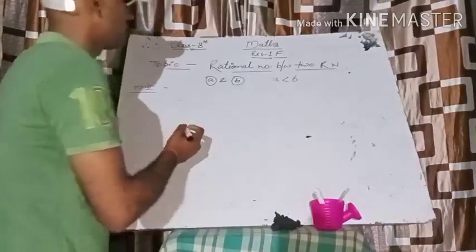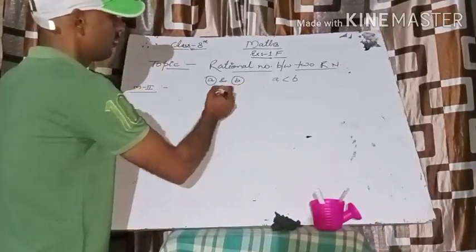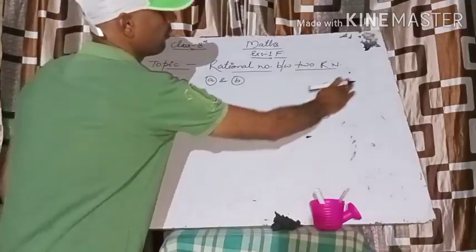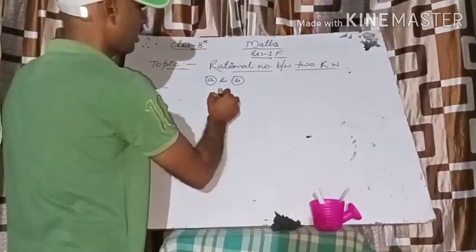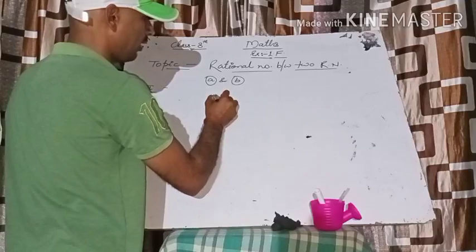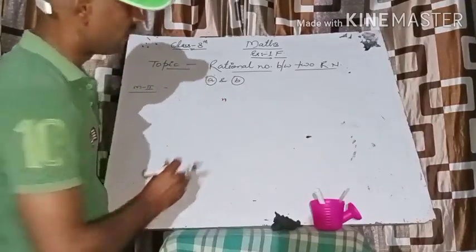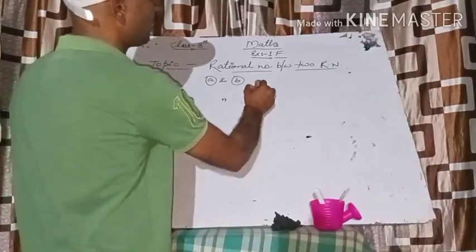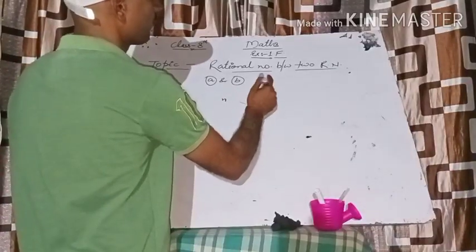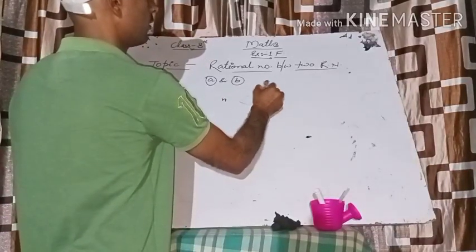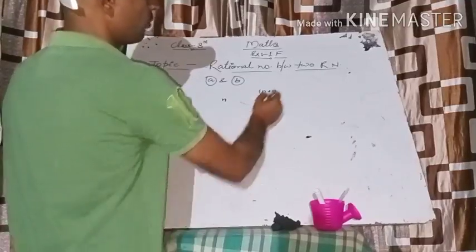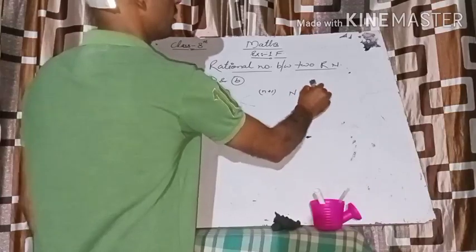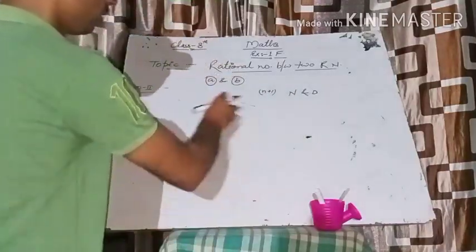Suppose that you have to find n rational numbers between A and B. How many rational numbers you have to find here? n rational numbers between A and B. Then in that case you have to multiply by n plus 1 in both numerator as well as denominator. Okay, how? Now see here.